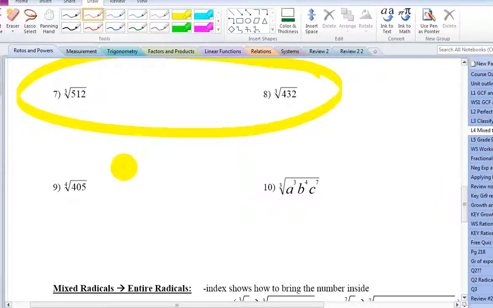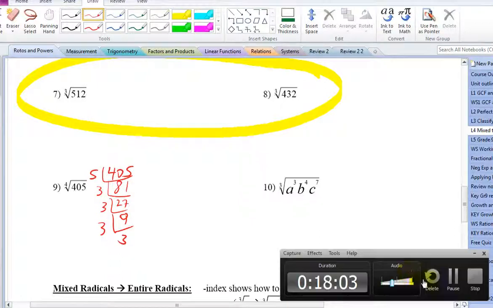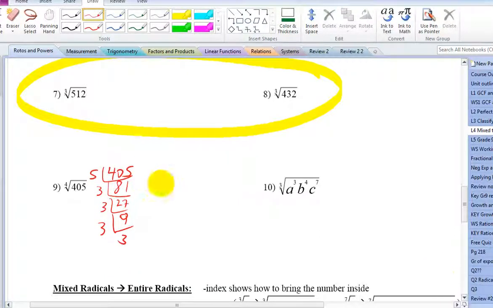Probably start by dividing by 5, because I'm not sure. Okay. Here the index is telling us to look for 4s. And here's a single group.